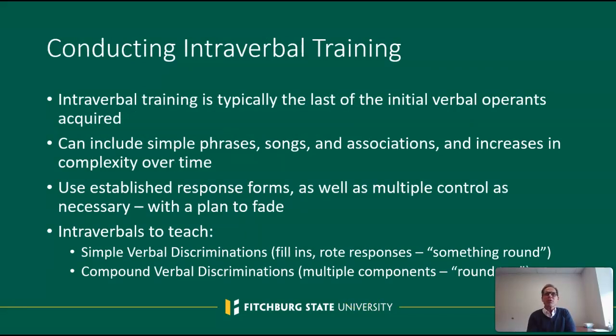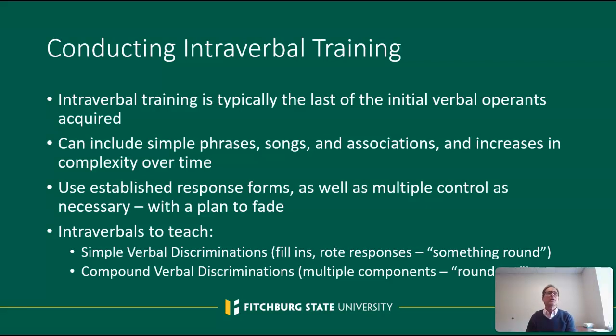So how do we conduct intraverbal training? Typically, this is the last of the initial verbal operants that's acquired, and it can include things like simple phrases, songs, and associations, and we just increase it in complexity over time. So things like Mary had a little lamb. We use established response forms, as we've talked previously, as well as multiple control as necessary. If we really had to, we could hold up a picture of a lamb: "Mary had a little..." lamb. And now we've got an intraverbal, but it's also under partial control of the tact. And then we can look to fade that.